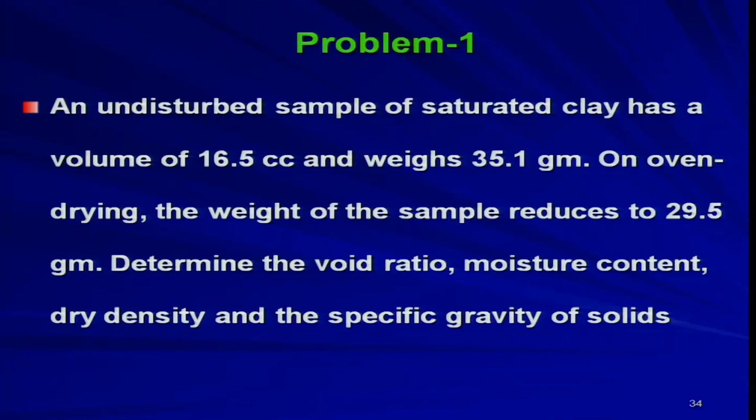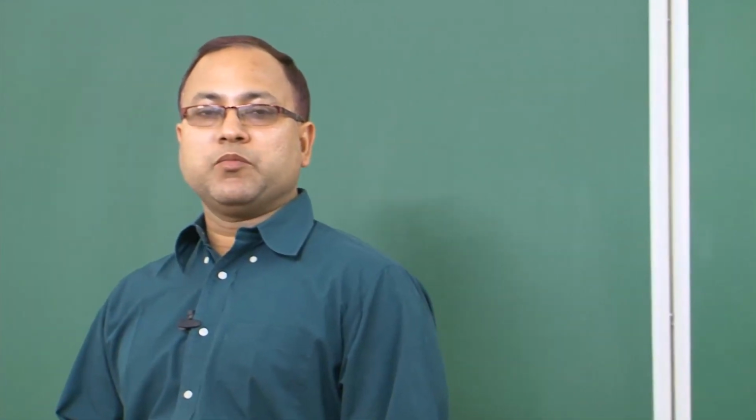Welcome to the course Geology and Soil Mechanics. In the last lecture, as you have seen, we took one problem: an undisturbed sample of saturated clay has a volume of 16.5 cc and weighs 35.1 gram. On oven drying, the weight of the sample reduces to 29.5 gram. Determine the void ratio, moisture content, dry density, and the specific gravity of solids. This problem was solved in the last lecture by method 1.